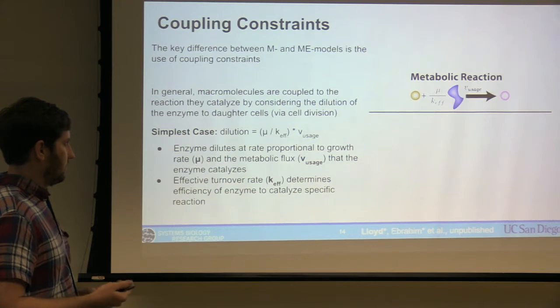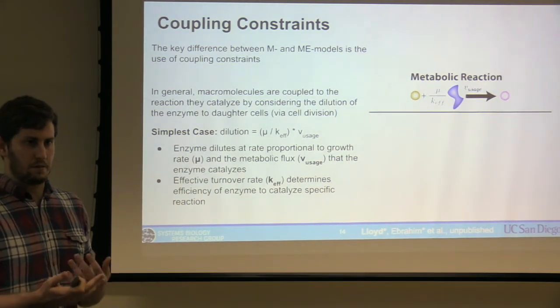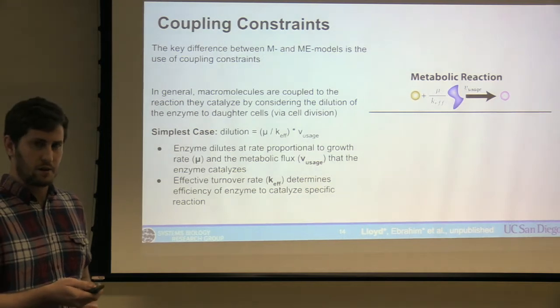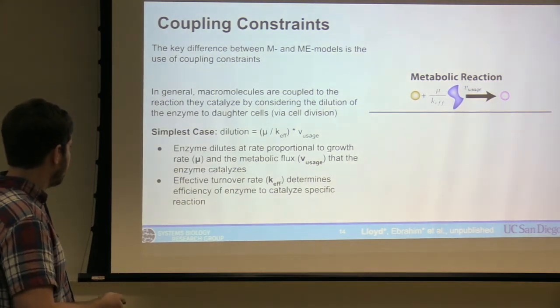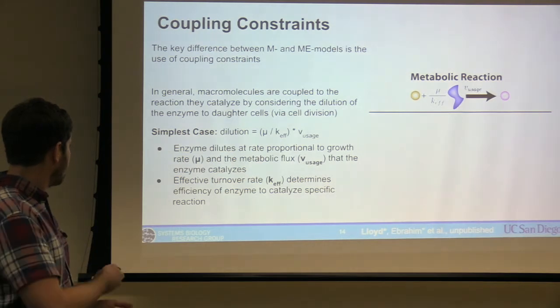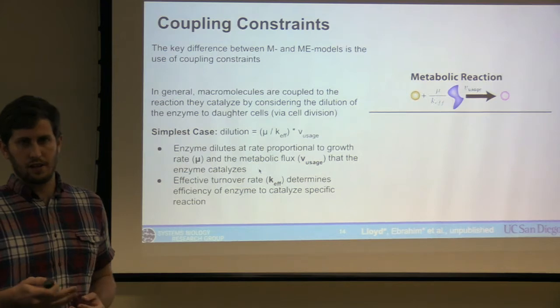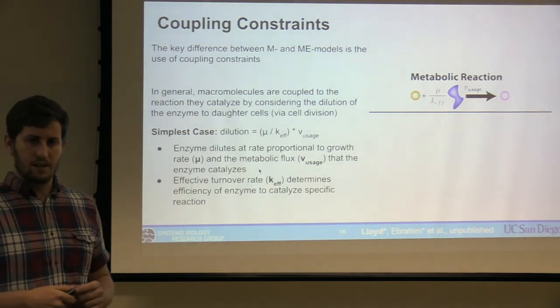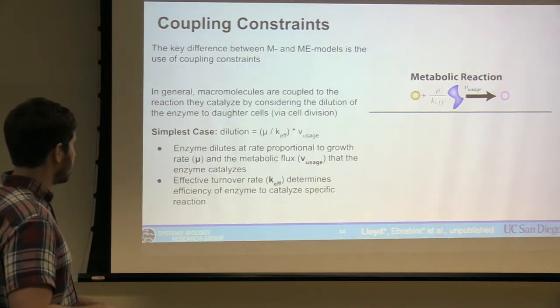Then, different complexes or different proteins have different efficiencies; some are more or less efficient at catalyzing certain processes. This is considered based on the turnover rate of that certain enzyme. So this is a pseudokinetic process to gauge how efficiently that enzyme can catalyze a certain process.